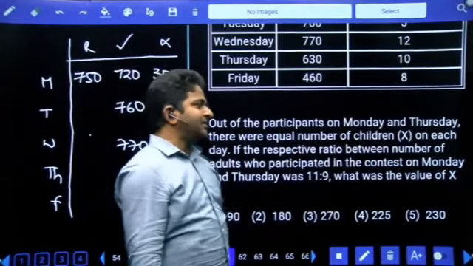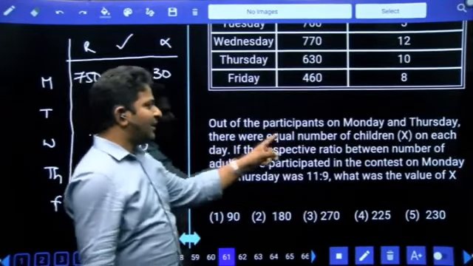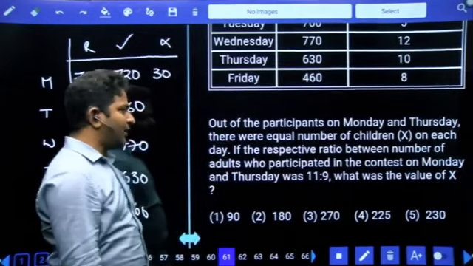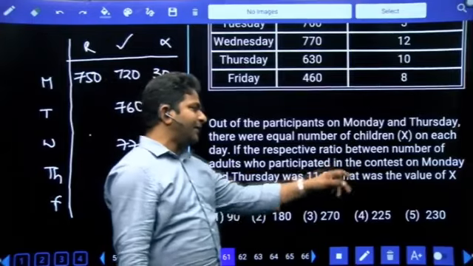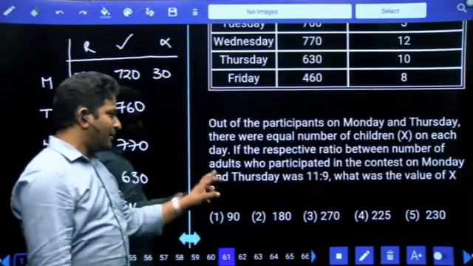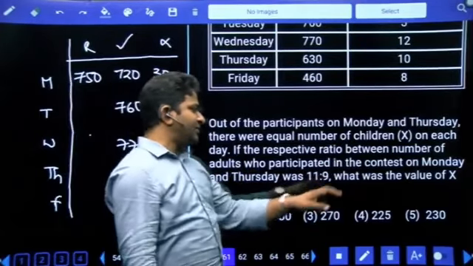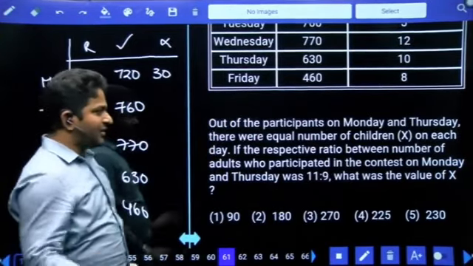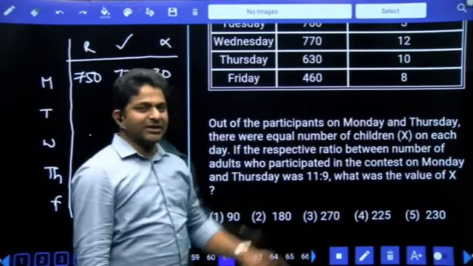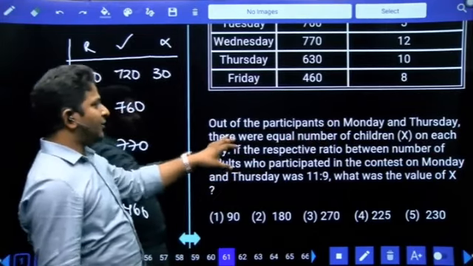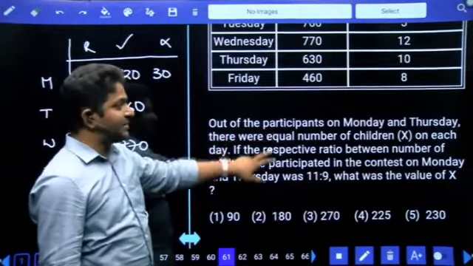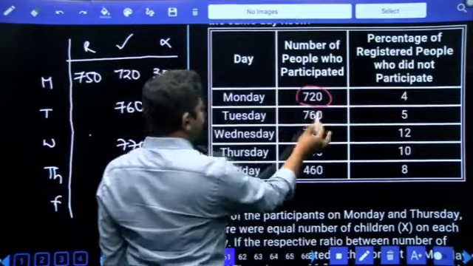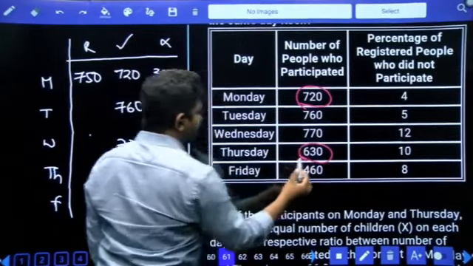Out of the participants on Monday and Thursday, there were an equal number of children on each day. If the respective ratio between number of adults who participated in the contest on Monday and Thursday was 11:9, what was the value of X? You are asked to calculate how many children are there. So this question is based on Monday and Thursday. Participants in the sense, Monday we have 720 and Thursday we have 630.